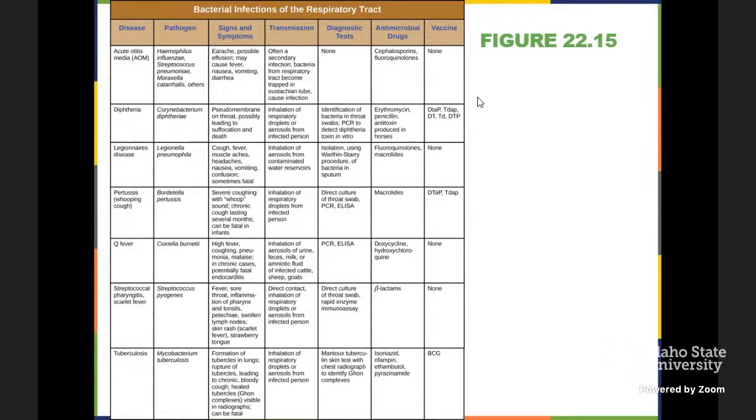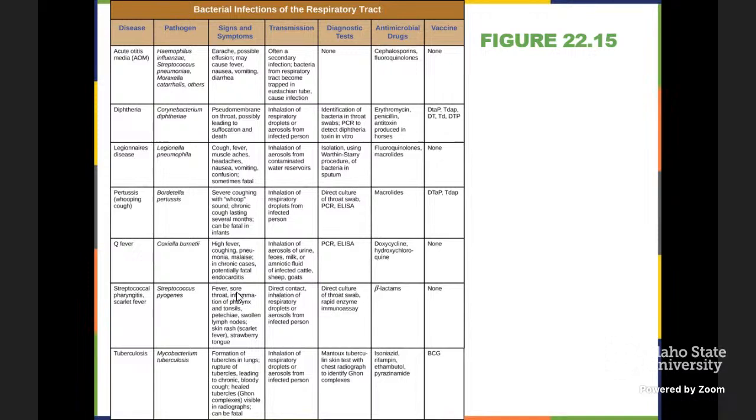So vaccination, important. And we can see a handful of these for vaccination. The DTaP, diphtheria, tetanus, and pertussis is our DTaP. And then there are potentials for it to not have all of them. But typically, childhood vaccine DTaP for diphtheria, pertussis, and tetanus. That's not in this chapter, but they're all grouped into this one vaccine.